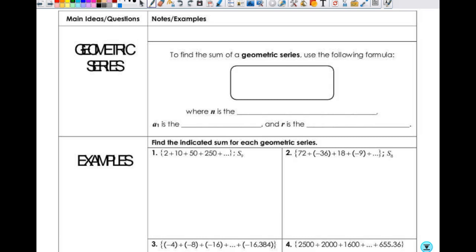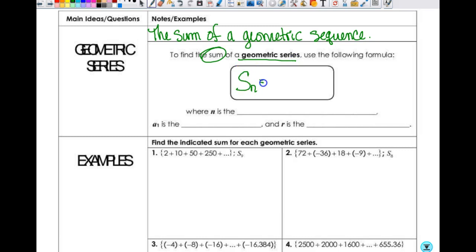Okay, so the geometric series is the sum of a geometric sequence. We have a little formula for that too, so we're not adding up an infinite amount of numbers. To find the sum of a geometric series, we use the following formula. This is the capital S with the n subscript again, and then it is a sub 1 times 1 minus r to the n power all over 1 minus r.